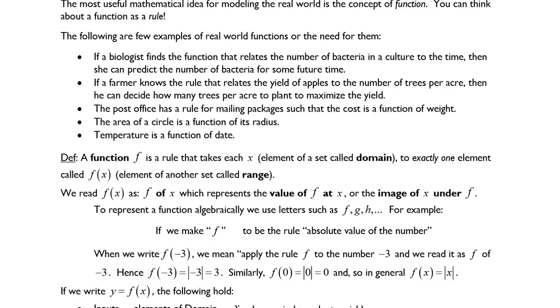Similarly, f of 0, when we substitute 0 in as the input, we would get the absolute value of 0, and that is equal to 0. And so in general, f of x equals the absolute value of x, and that's the generic or general form of the rule. If we write y equals f of x, the following are true.